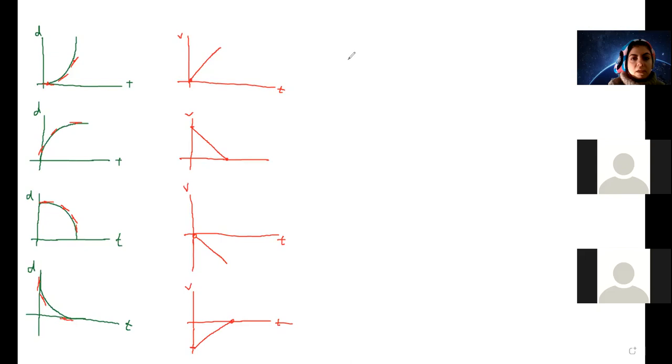Let's do the acceleration-time graph. This is the acceleration-time graph. The slope of the velocity-time graph will be acceleration. Here the slope is positive, so it's just here. Acceleration-time graph: the slope here is what? Negative. We just put a line like that. Here the slope is negative, like that. So this is the acceleration-time graph. And the slope here is going to be positive.